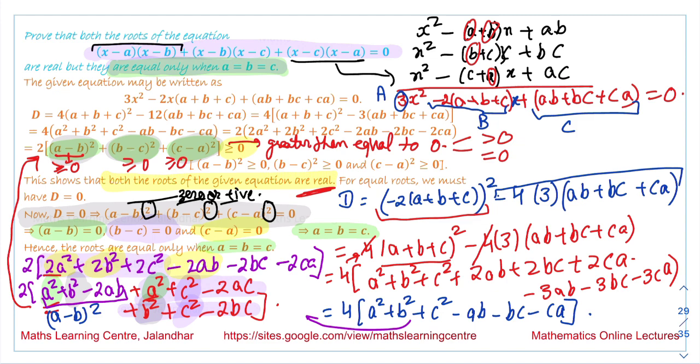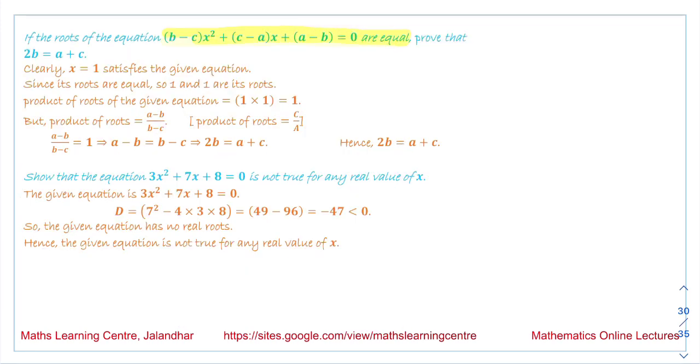Now in this next question, we are given that if the roots of this equation are equal, we have to prove that 2b is equal to a plus c.